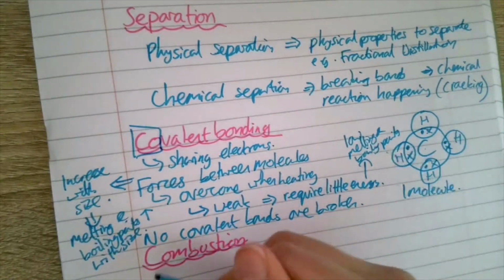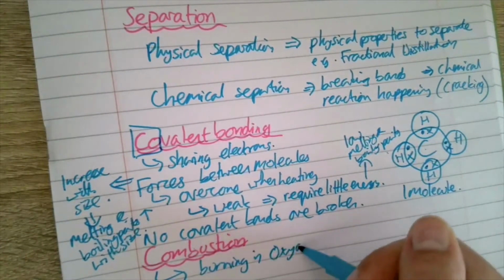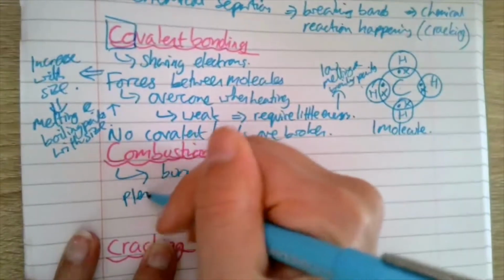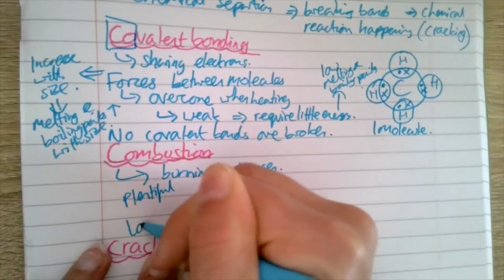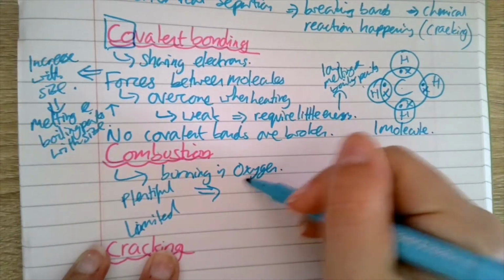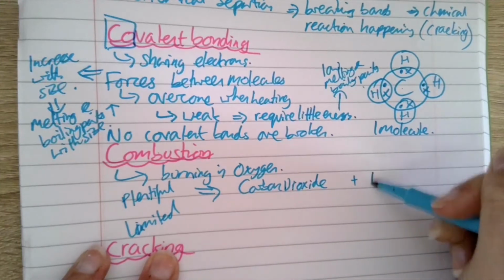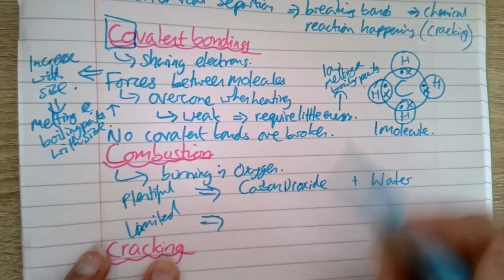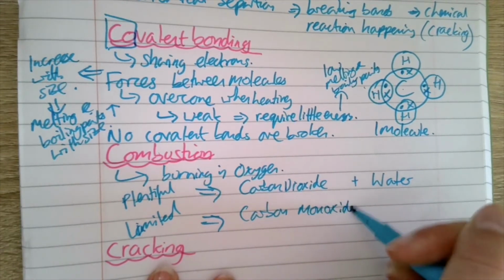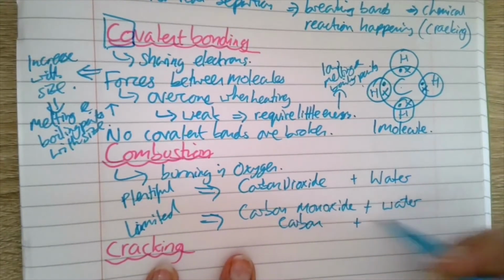Combustion, we are talking about burning in oxygen. However, our products vary depending on whether we have a plentiful supply, so lots of oxygen, or a limited supply. In our plentiful supply, we end up forming carbon dioxide and water, whereas when we have a limited supply, often we form carbon monoxide and water, but sometimes we only form carbon and water.